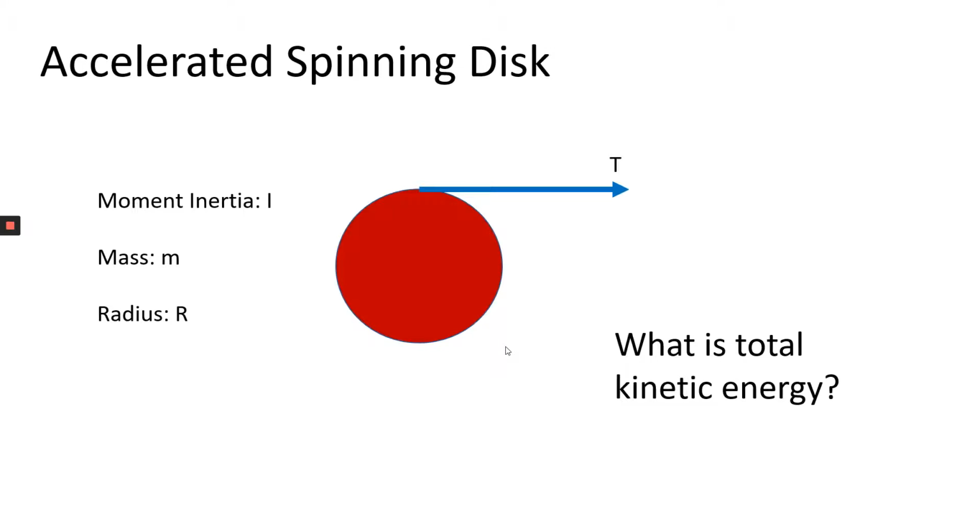Note that in this case, the force is not acting on the center of mass, which means the total kinetic energy is decomposed into two components. The first component is the translational kinetic energy, and the second component is the rotational kinetic energy.